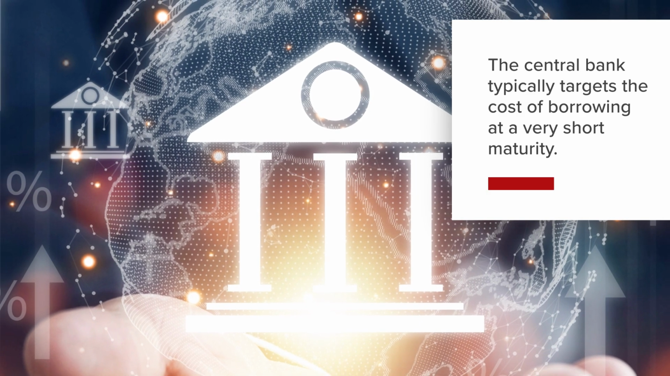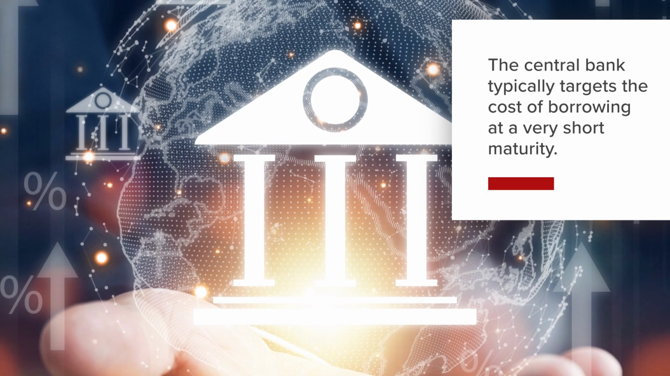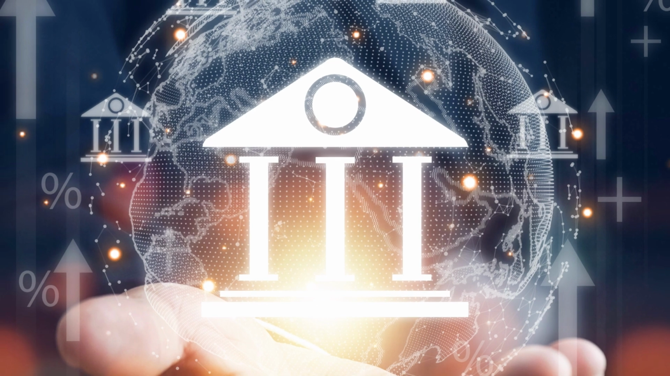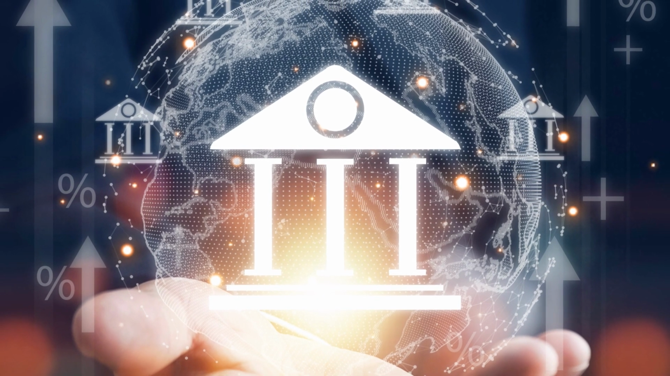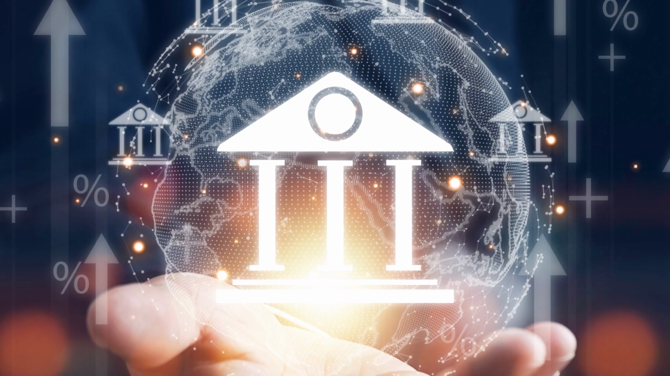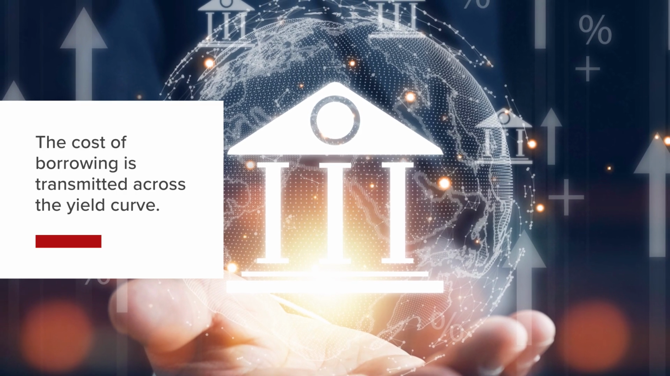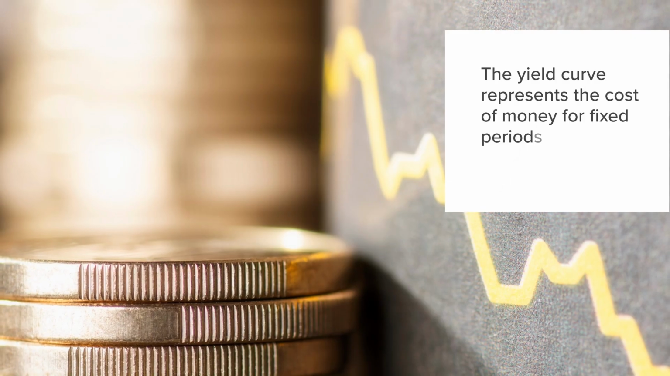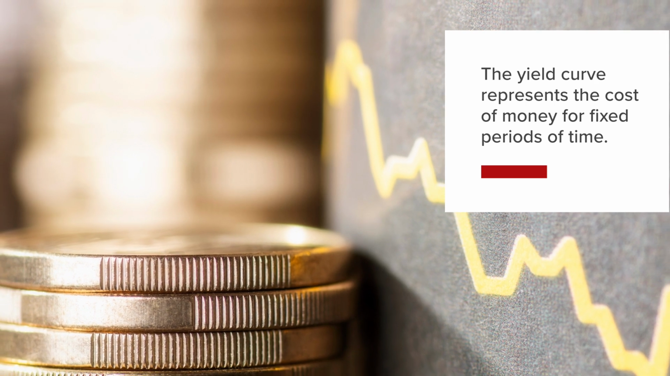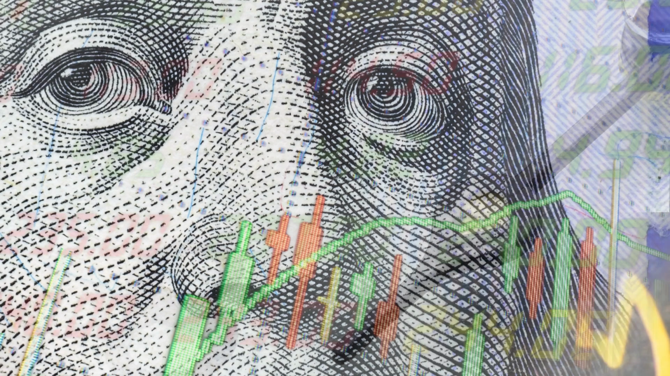The central bank typically targets the cost of borrowing at a very short maturity. However, by setting a daily rate of interest, which is often the rate at which the bank offers liquidity to the banking system, the cost of borrowing is transmitted across the yield curve. The yield curve represents the cost of money for fixed periods of time.